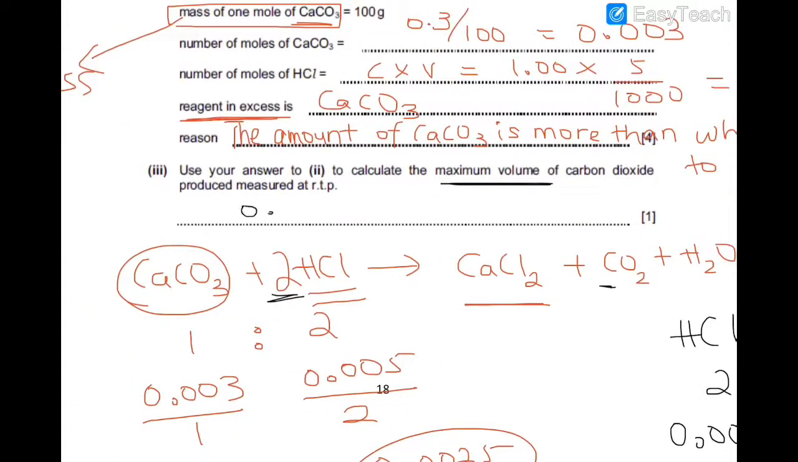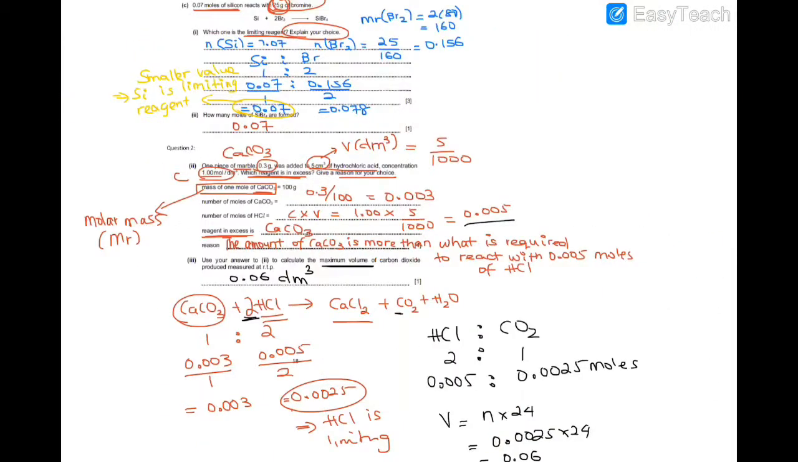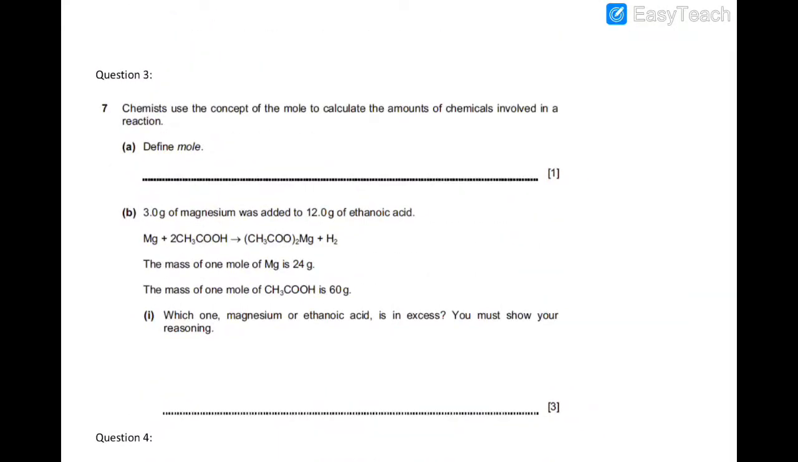That gives me 0.06 dm cube. Okay, here you go. Question 3 now. Define the mole. I had already given you the definition of the mole. It is the amount of substance that contains the same number of particles as the Avogadro's constant, which is 6.02 times 10 to the power of 23.